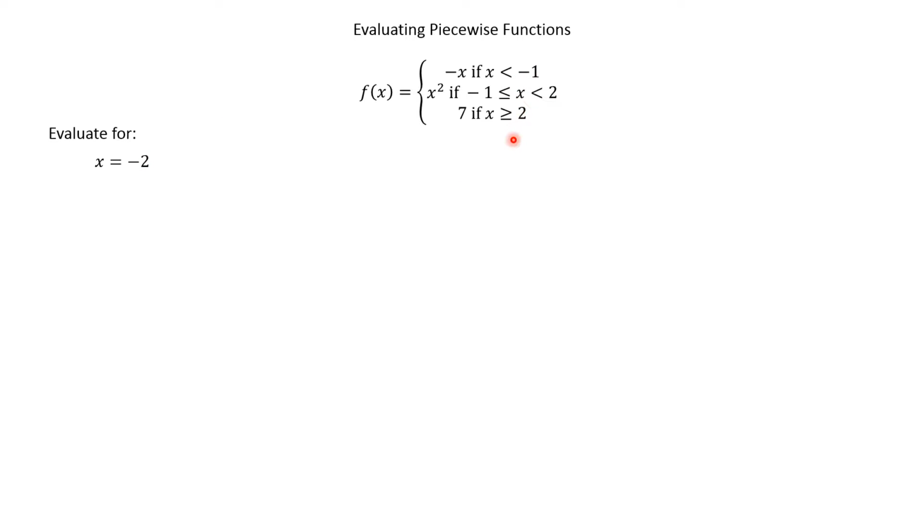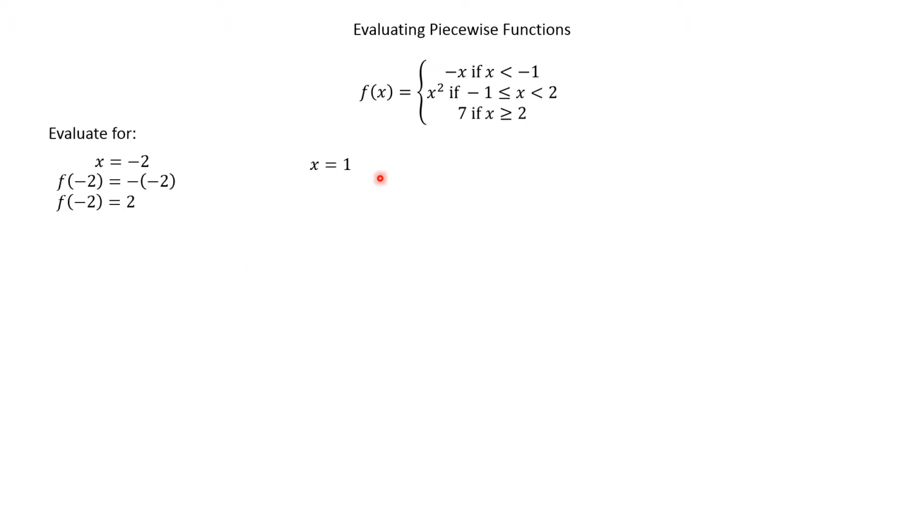We look in the domain, negative 2. Where does negative 2 fit? Is it less than negative 1, in between negative 1 and 2, or bigger than 2? Well, negative 2 is less than negative 1, so we plug it in here. We get f of negative 2 equals negative negative 2. Well, negative negative 2 is just positive 2. So, f of negative 2 equals 2. We don't plug it into the others. It doesn't equal 7. It doesn't equal 4. It's just 2.